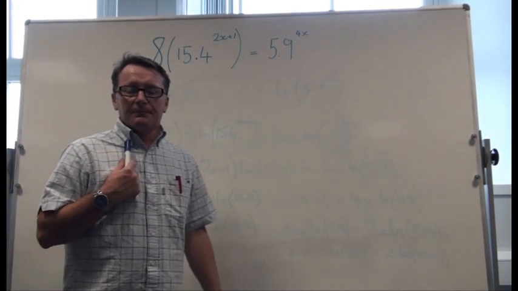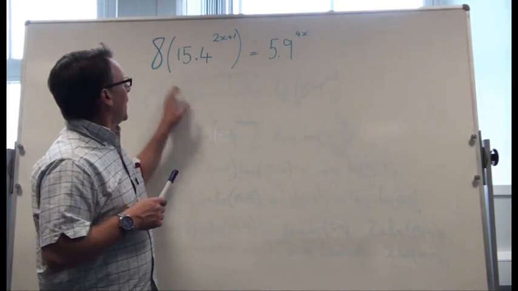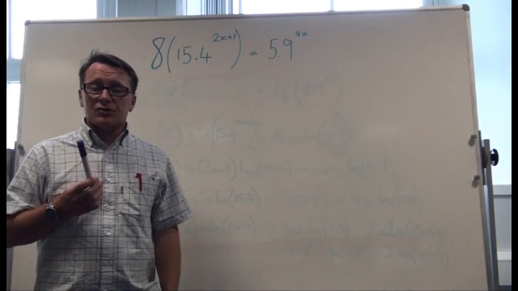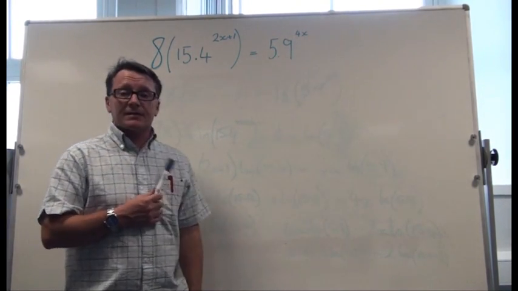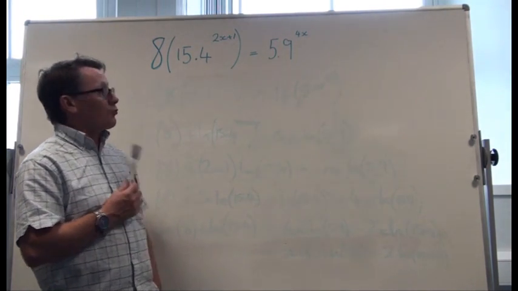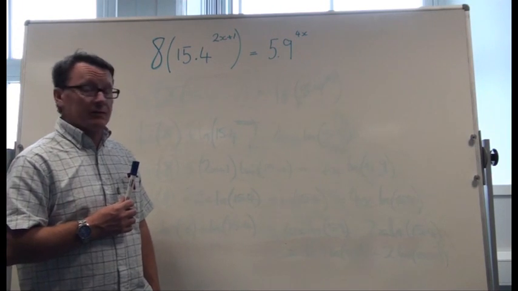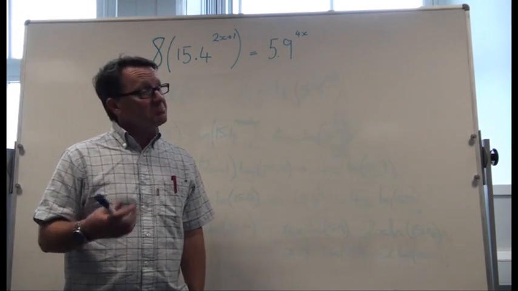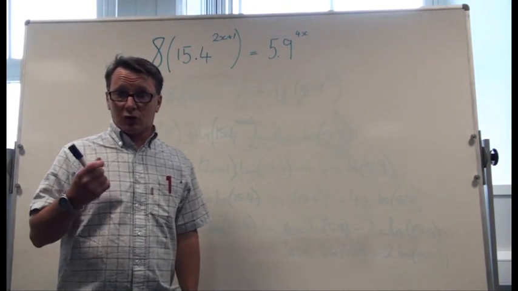Okay, this time we're going to look at a problem which involves an equation which needs to be solved where the unknowns are powers. So we've got this equation here, 8 times 15.4 raised to the power 2x plus 1 equals 5.9 raised to the power 4x. How do we solve it? Well, there's only one way of solving it really, and that is to use logs.